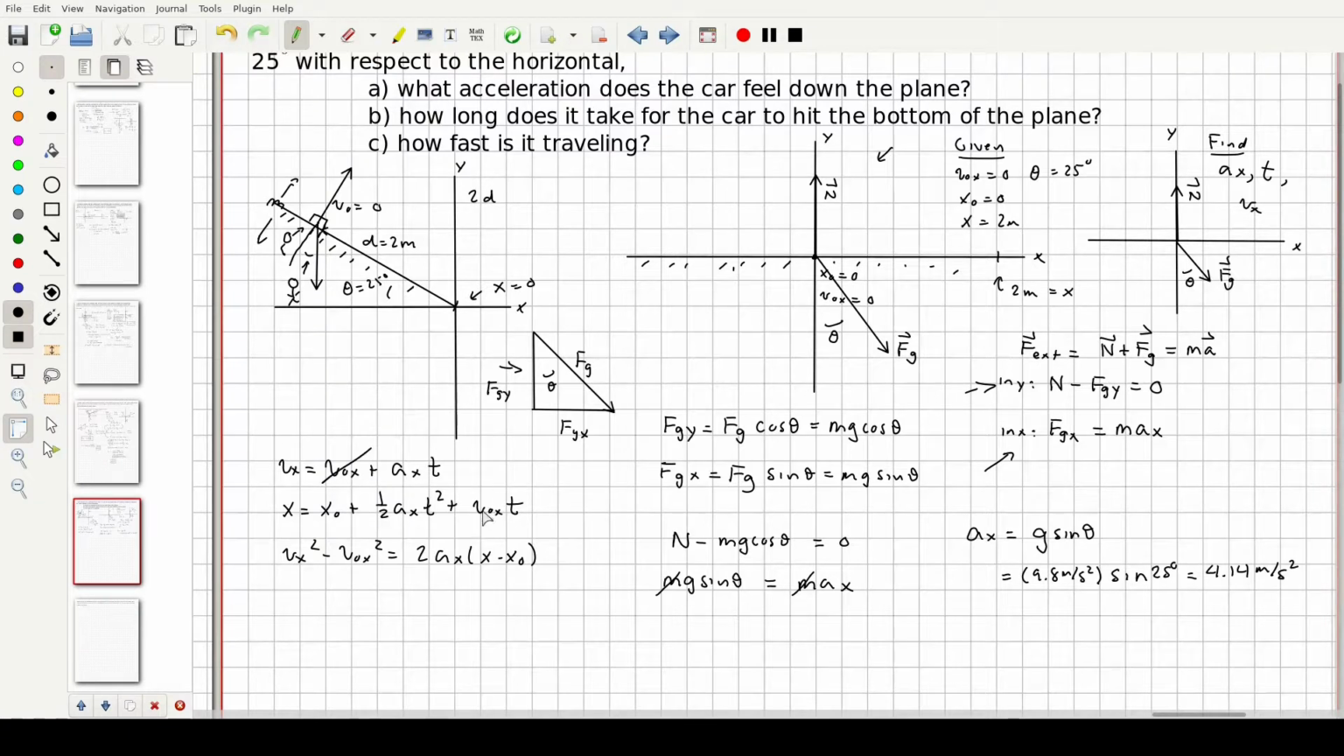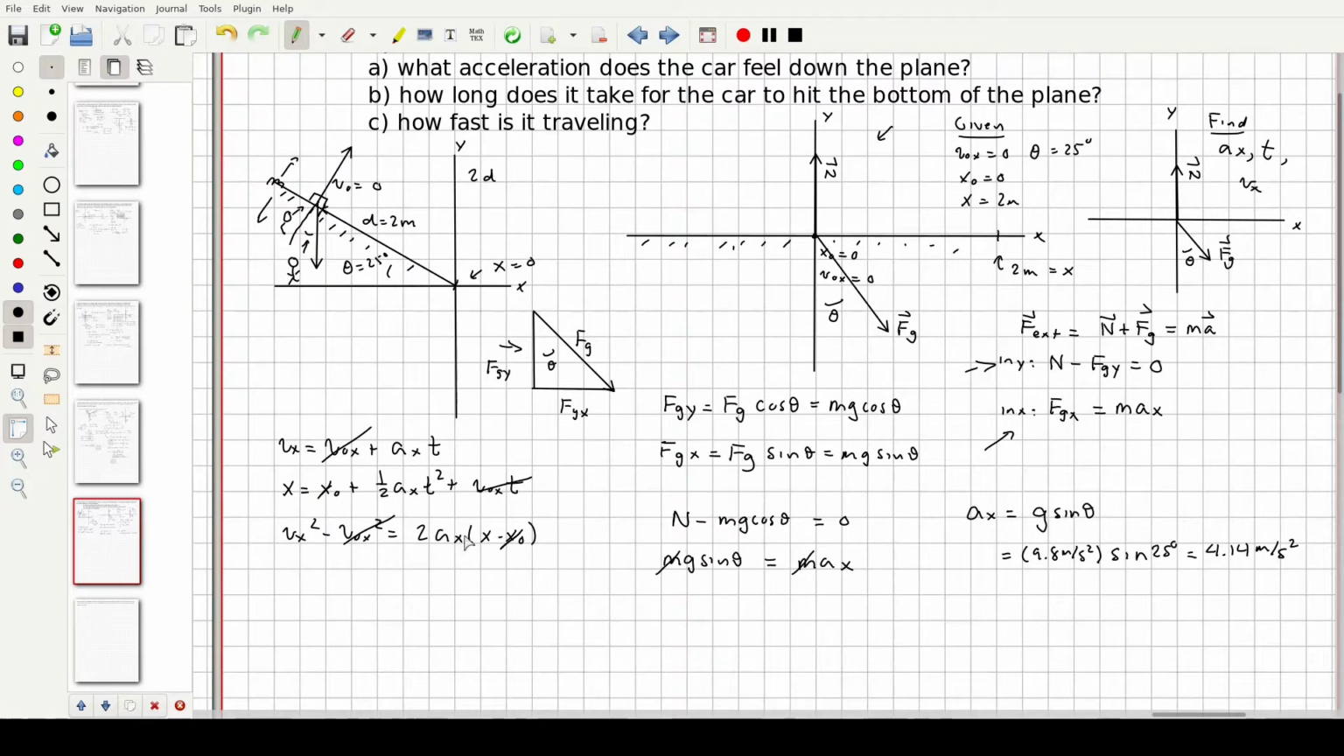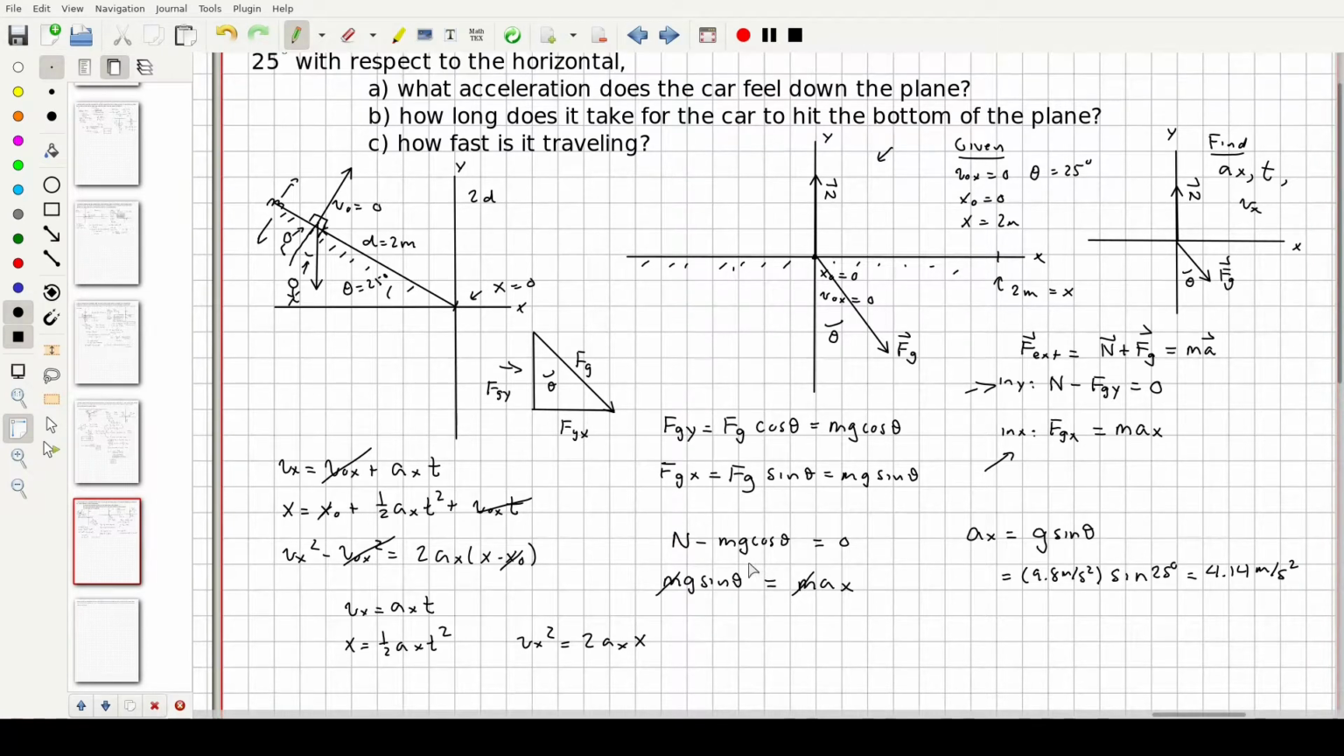Initial velocity is 0. Initial position, 0. So again, Vx is equal to Ax times t. X is equal to 1/2 Ax times t squared. And Vx squared is equal to 2 times A sub x times x. And we have options here. We've already found the acceleration.